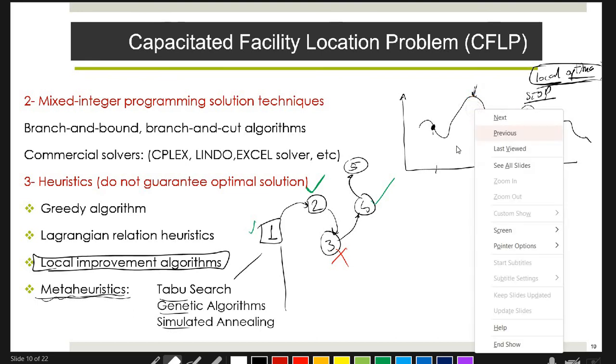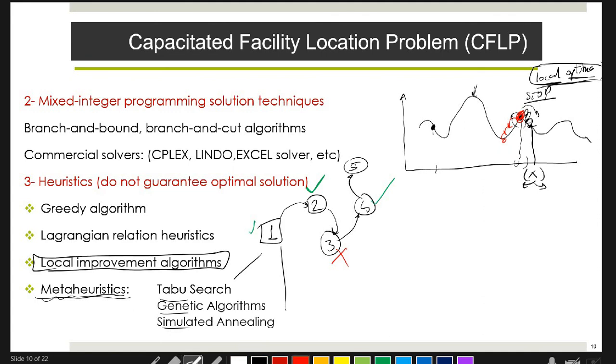But remember, there are many factors that affect the performance of these algorithms. For example, if we haven't started from this point, but we started from here, then if you implement a local search algorithm, you will come to this point, right? And it is actually the global optima. So the starting point, where you start from, is important. On the other hand, how you stop is important. If you stop as soon as you find a local optima, then it may be a worse, suboptimal solution. But if you continue, then you can find a better solution.